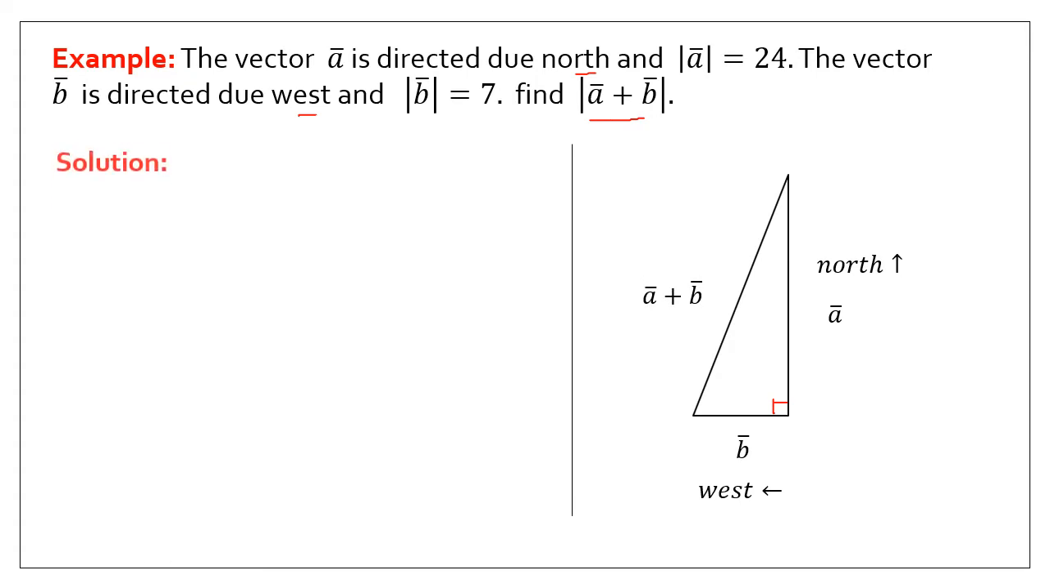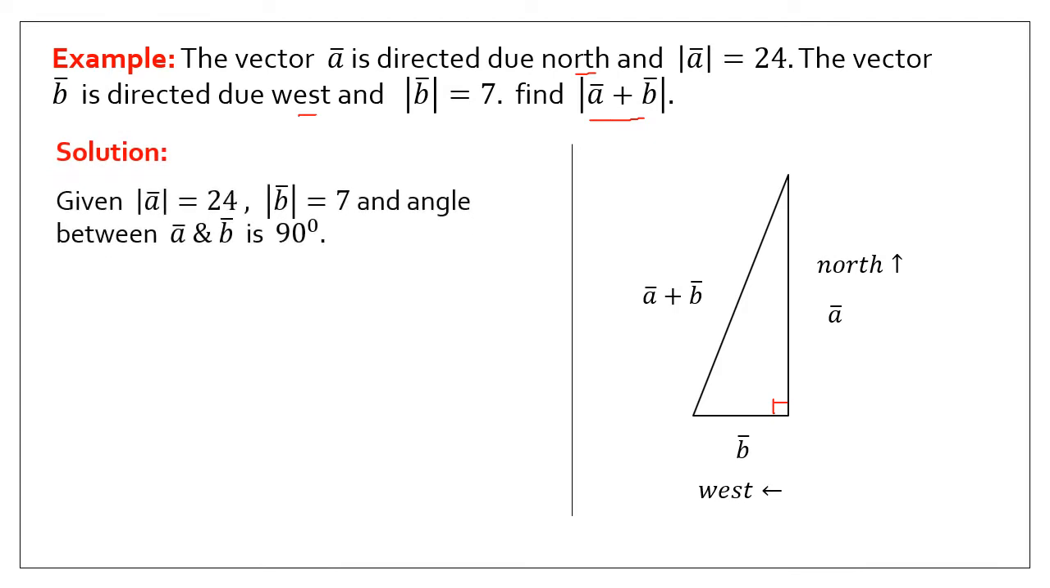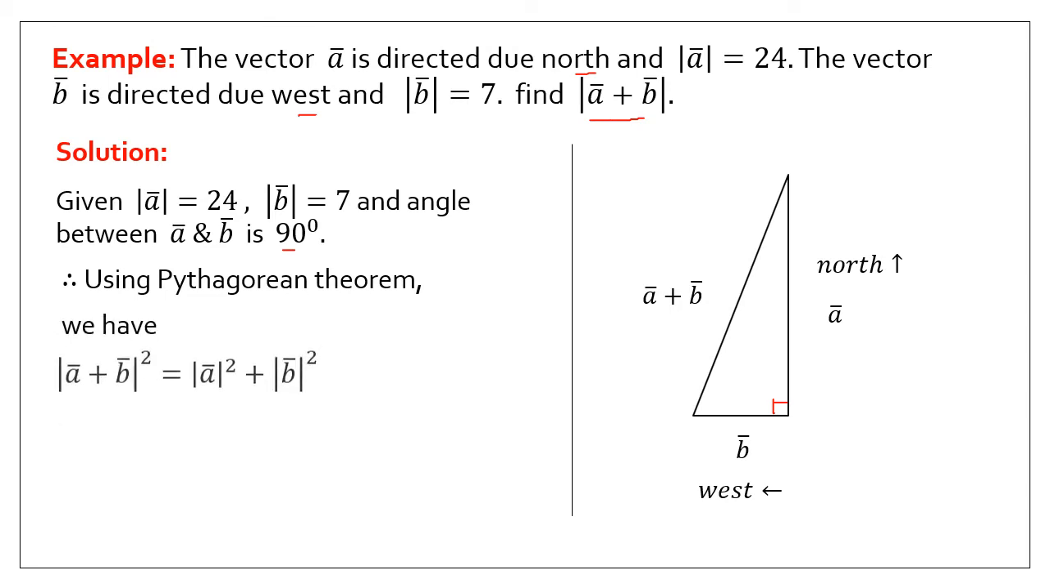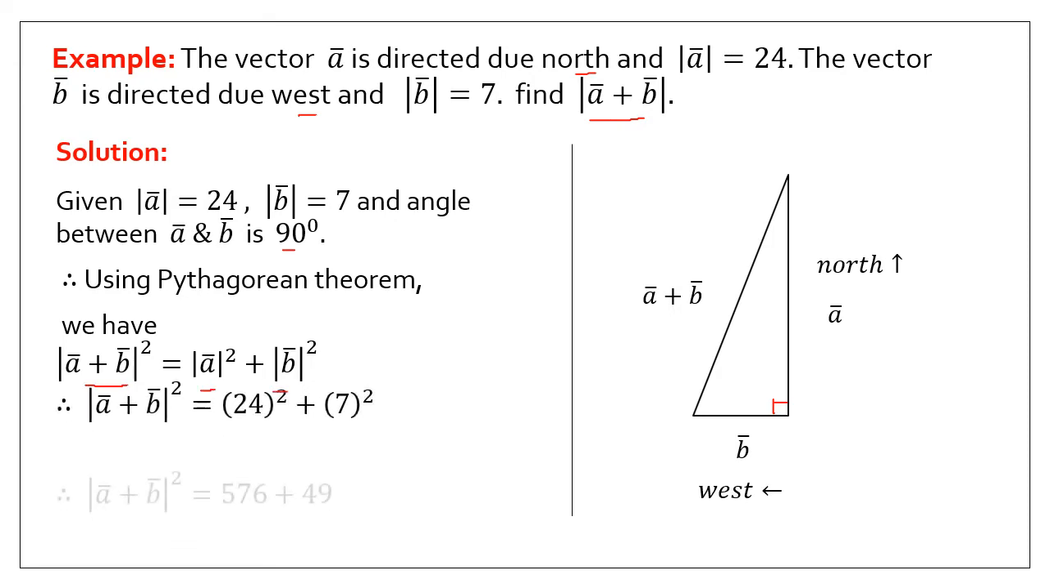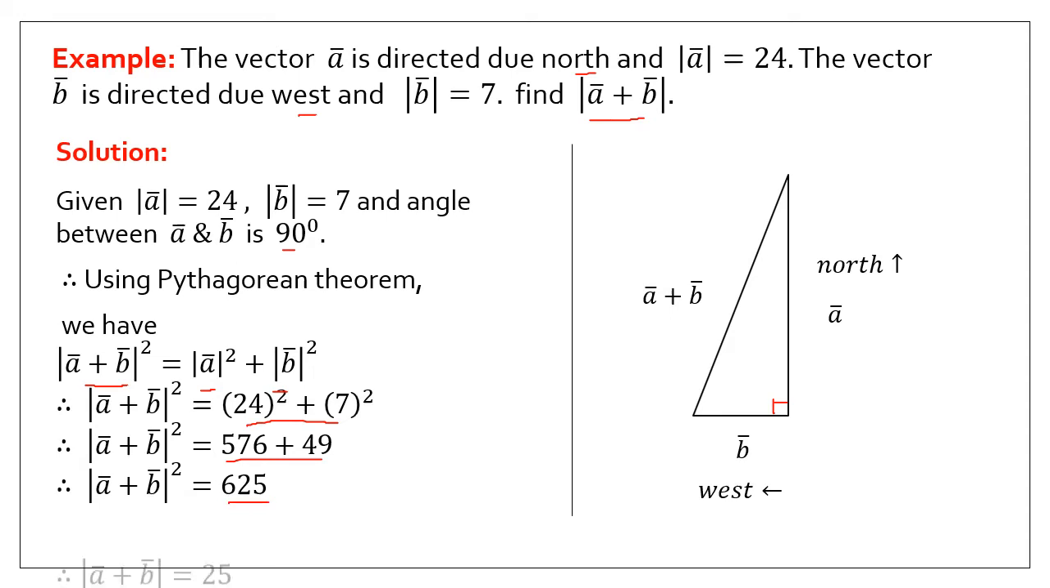Now write down the given data. Mod of a bar equals 24, mod of b bar equals 7 and the angle between a bar and b bar is 90 degrees. So we can use the Pythagoras theorem here. Using the Pythagorean theorem we have mod of (a bar plus b bar) whole squared equals mod of a squared plus mod of b squared. Substituting the values, we have 24 squared plus 7 squared equals 576 plus 49 equals 625. Therefore, mod of a bar plus b bar equals 25.